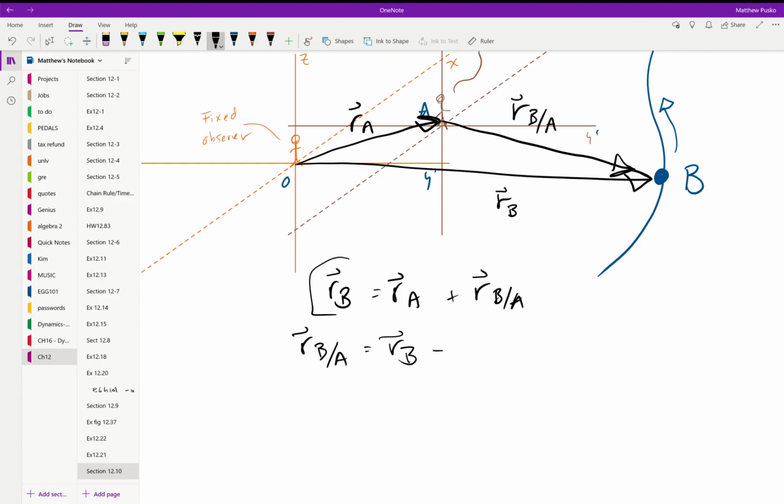This one makes sense to me when we're talking about the relative velocity or position of something B with respect to A. It is literally by definition the position vector B minus the position vector A. And those could be velocities, anything that's a vector.